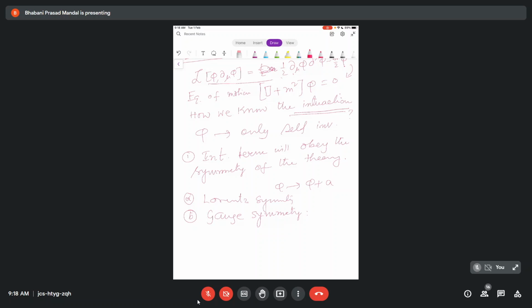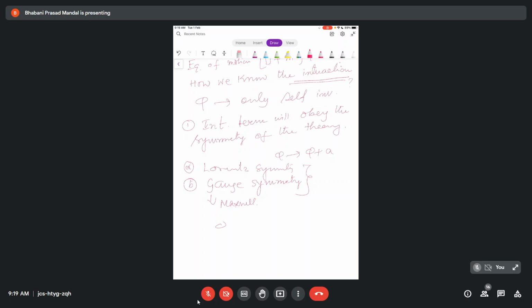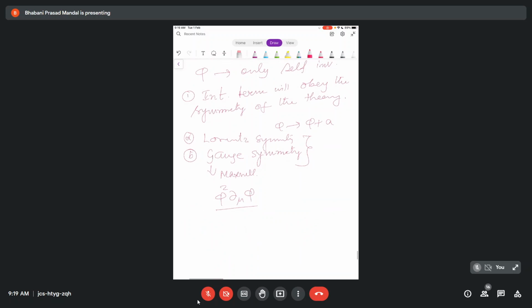But anyhow, gauge symmetry, how do you know gauge symmetry? That regarding the Maxwell equation. So for the Maxwell equation, we know gauge symmetry. So whatever symmetry the free theory has, we expect that it will also be obeyed by the interaction. For example, I cannot write a phi del mu phi. This is of course an interaction, or phi square del mu phi. This is of course an interaction term because this term is not present in the Lagrangian. So it is also of course an interaction, but this is not Lorentz invariant. Okay. So this cannot be an interaction term.